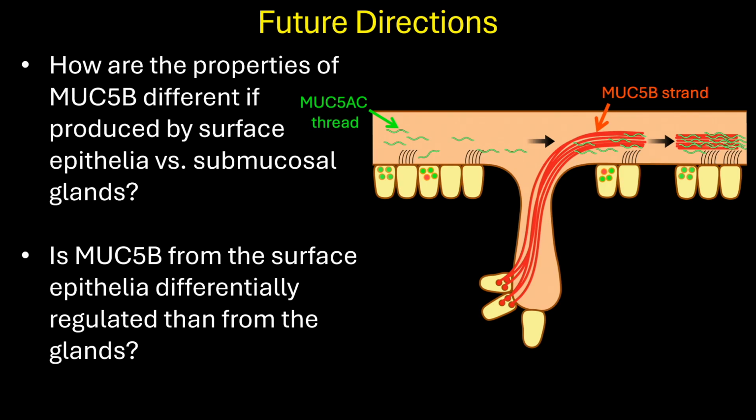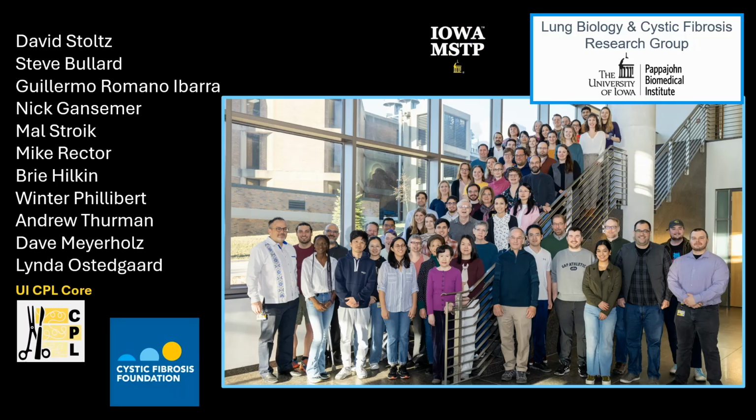I think that this opens a lot of questions that I'm excited to explore, including how the properties of MUC5B when it's secreted from a surface epithelium is different than when it's secreted from a submucosal gland, if it's differentially regulated from the surface epithelium versus the submucosal gland, and ultimately what the difference is in MUC5B interaction compared to a MUC5AC MUC5B interaction.